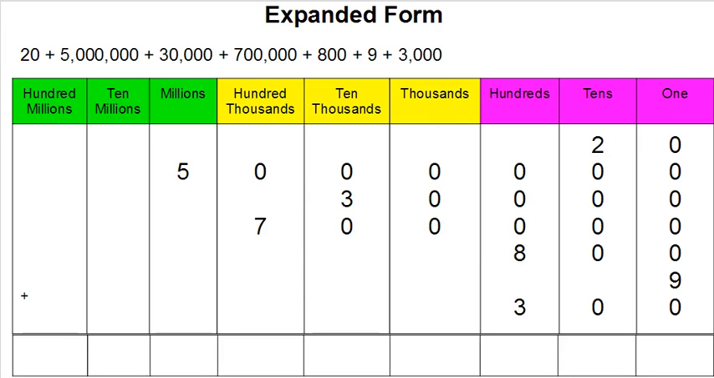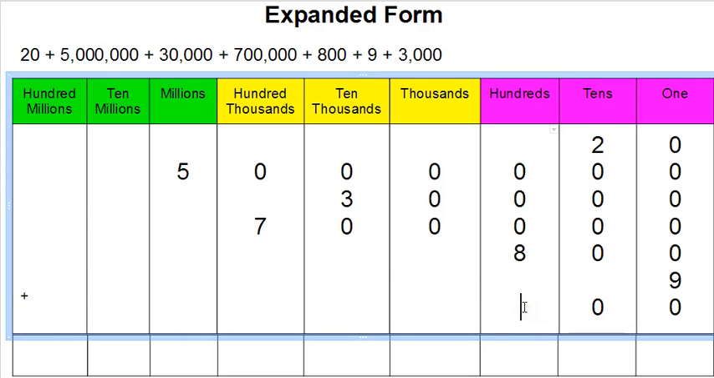Now what if I put the numbers out of order? What if I didn't start with the biggest number? So in this case I have 20 plus 5 million plus 30,000 plus 700,000 plus 800 plus 9 plus 3,000. It's kind of all over the place. Okay, and I need to fix this number right here. I put 300, so I'm going to put it right down here.